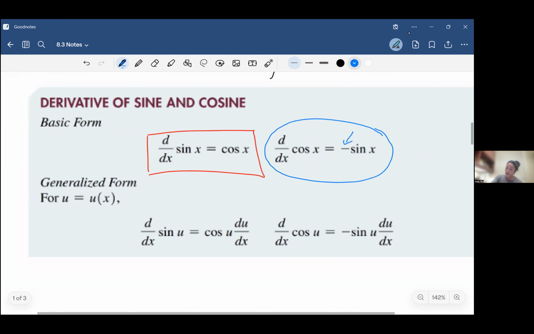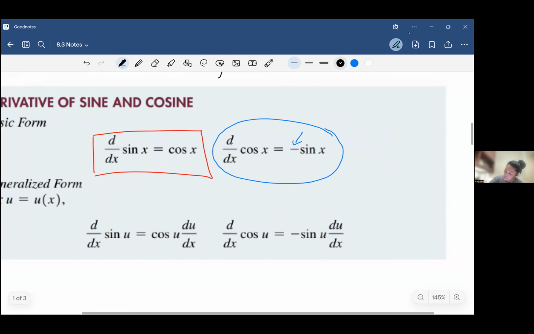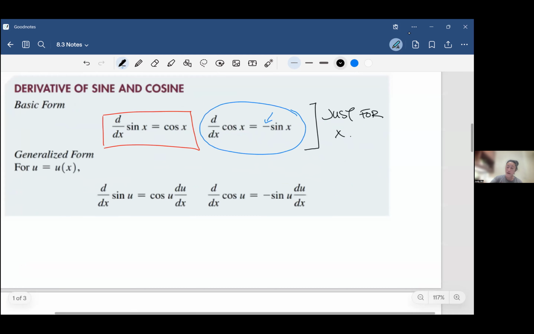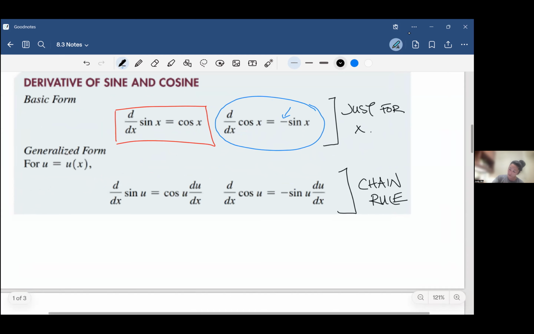Okay. Now, this is if we just have x. So these two are just for x, like you have sine x, cosine x. But what happens if we need to use the chain rule? Then we add on a little bit more. We call this the generalized form.